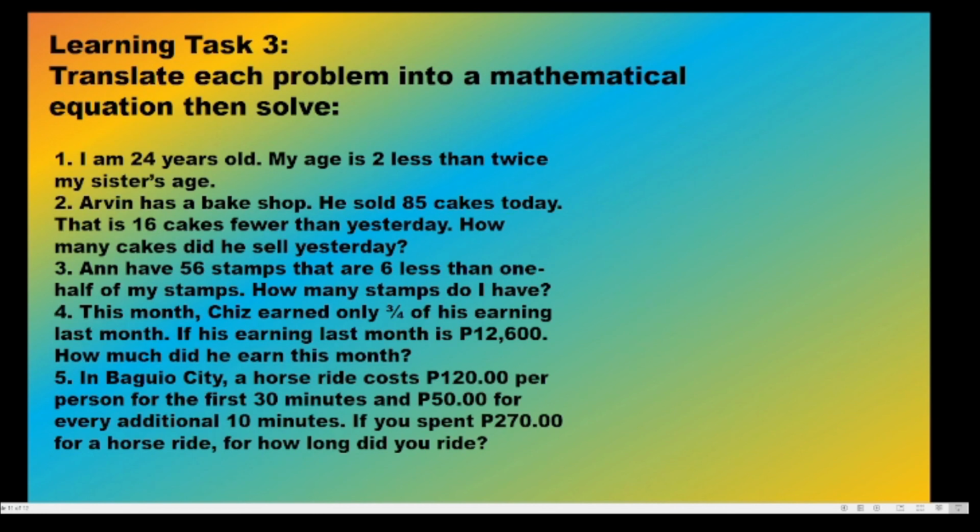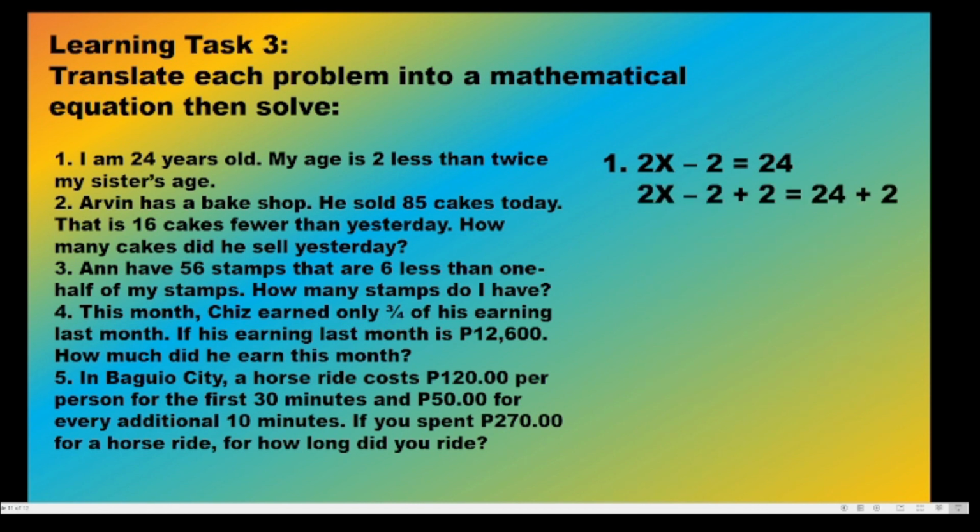Learning task number 3, translate each problem into a mathematical equation, then solve. Let us do number 1 for you. Let us read first. I am 24 years old. My age is 2 less than twice my sister's age. Okay, 2x minus 2 is equal to 24.